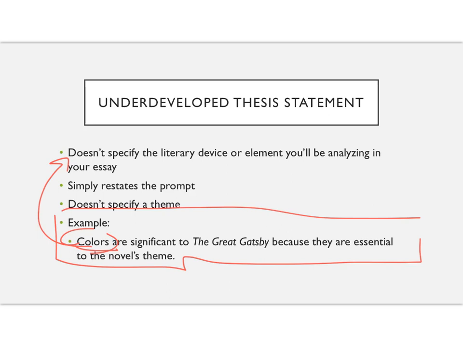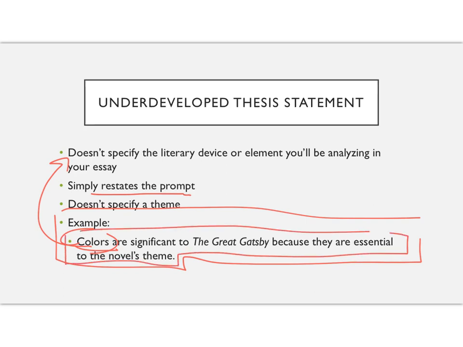A second reason why this is underdeveloped is because it just restates the prompt. In the prompt, I tell you actually that colors are significant to The Great Gatsby because they are essential to the novel's theme. So this thesis statement here is just restating what I already know, but I want you to add to that conversation. I want you to actually make an argument as to why the colors are significant. What theme are they developing?